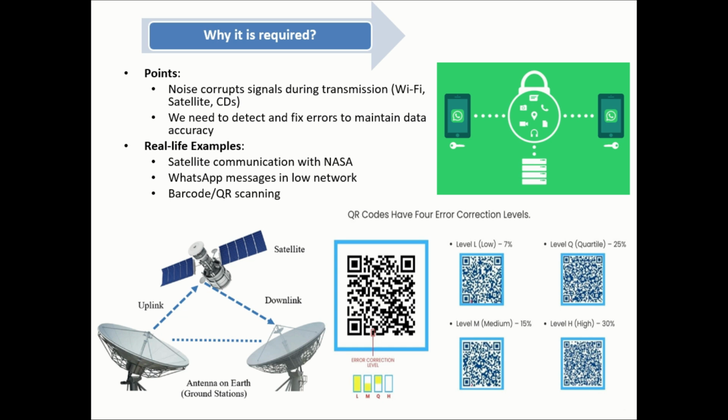This is actually called error correction. In all these cases, error detection and correction make communication systems more robust and reliable. So what does robust mean? Robust means strong and able to handle problems or difficult situations without failing. That means in low network also we are able to send data through WhatsApp, and through Wi-Fi also we can get the data through the uplink and downlink. In communication, it means the system can still work well even if there is noise, interference, or damage. And reliable means the system gives correct results and does not make many mistakes.